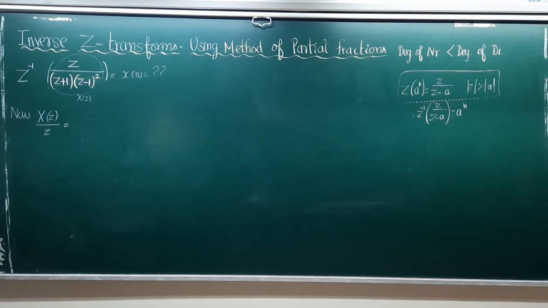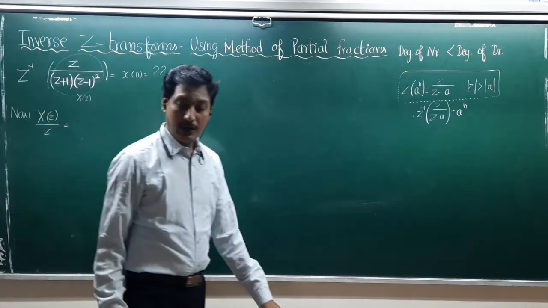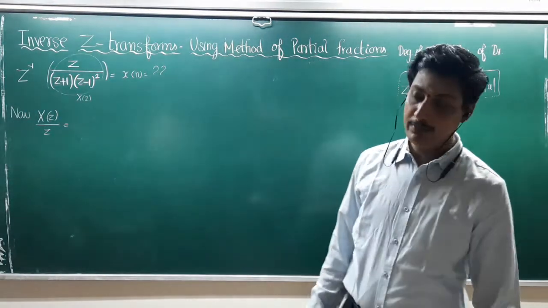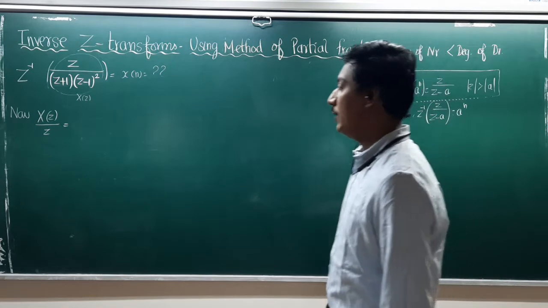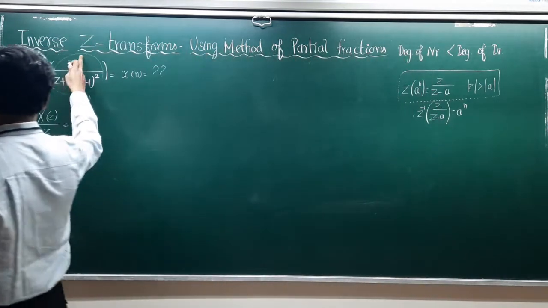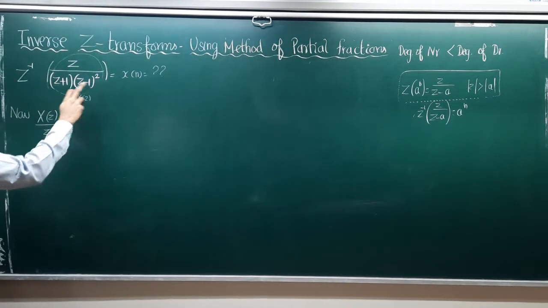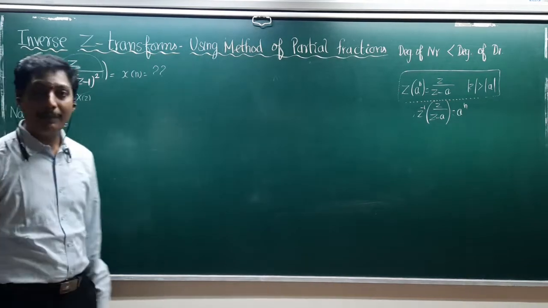Let us see the second problem. I have considered the second problem: z inverse of z by z plus 1 into z minus 1 whole square. Can you see what the degree of the numerator is? It is 1. The degree of the denominator is 1 plus 2, which is 3. So we apply the method of partial fractions.